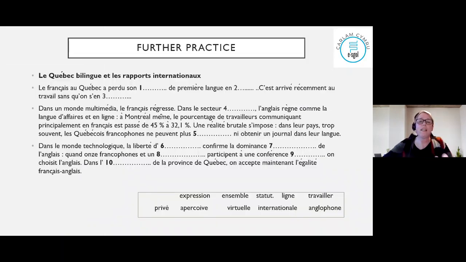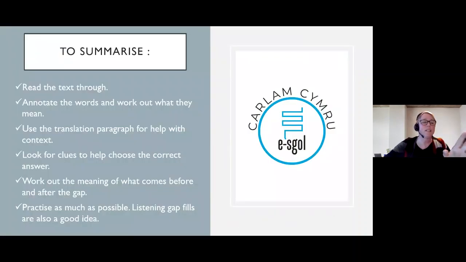I've put this one on here for further practice, okay? This isn't a past paper, but have a go at it in your own time. Looking for clues and so on, like we've just been doing. The answers are on this next slide, so obviously you'll be able to check it afterwards.